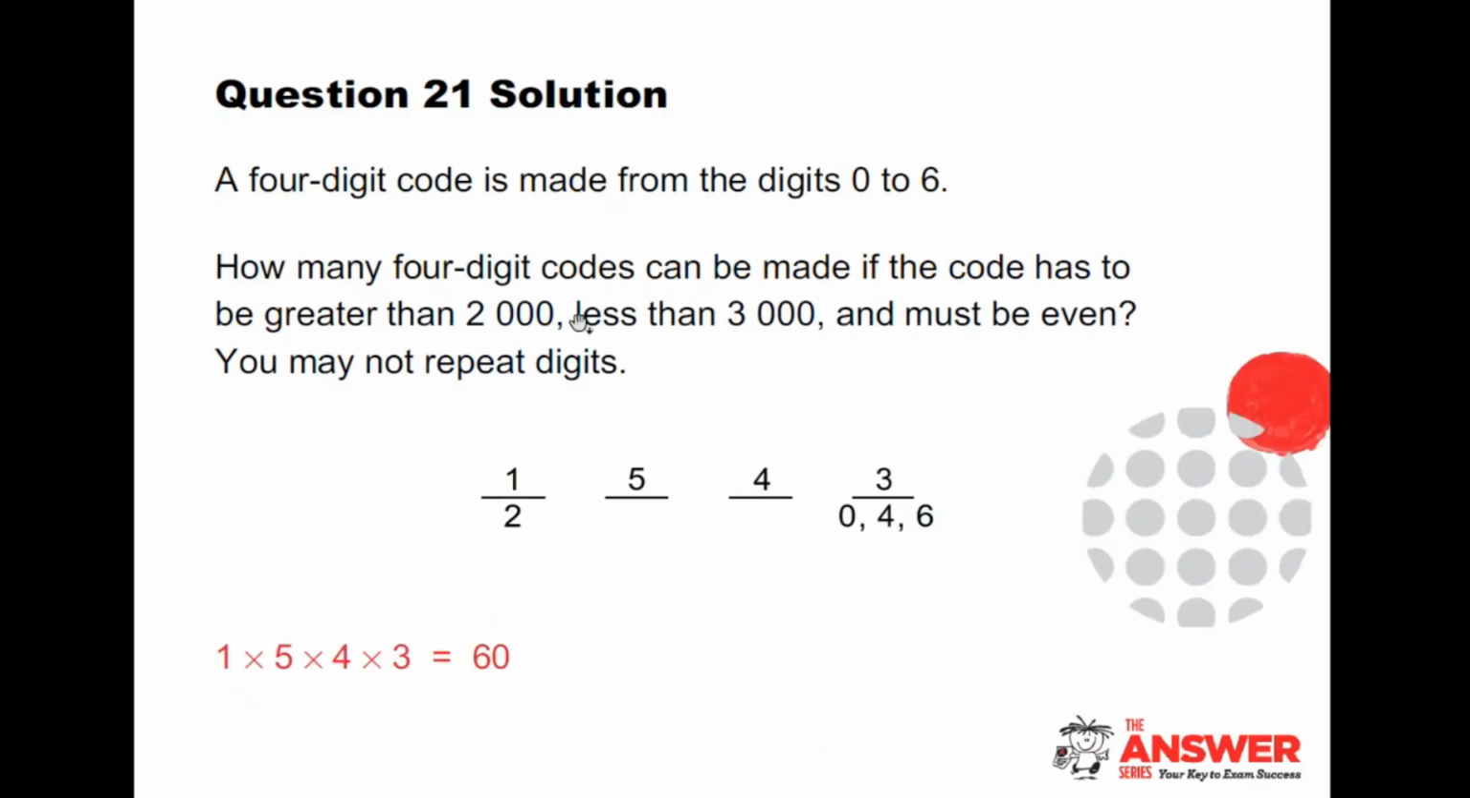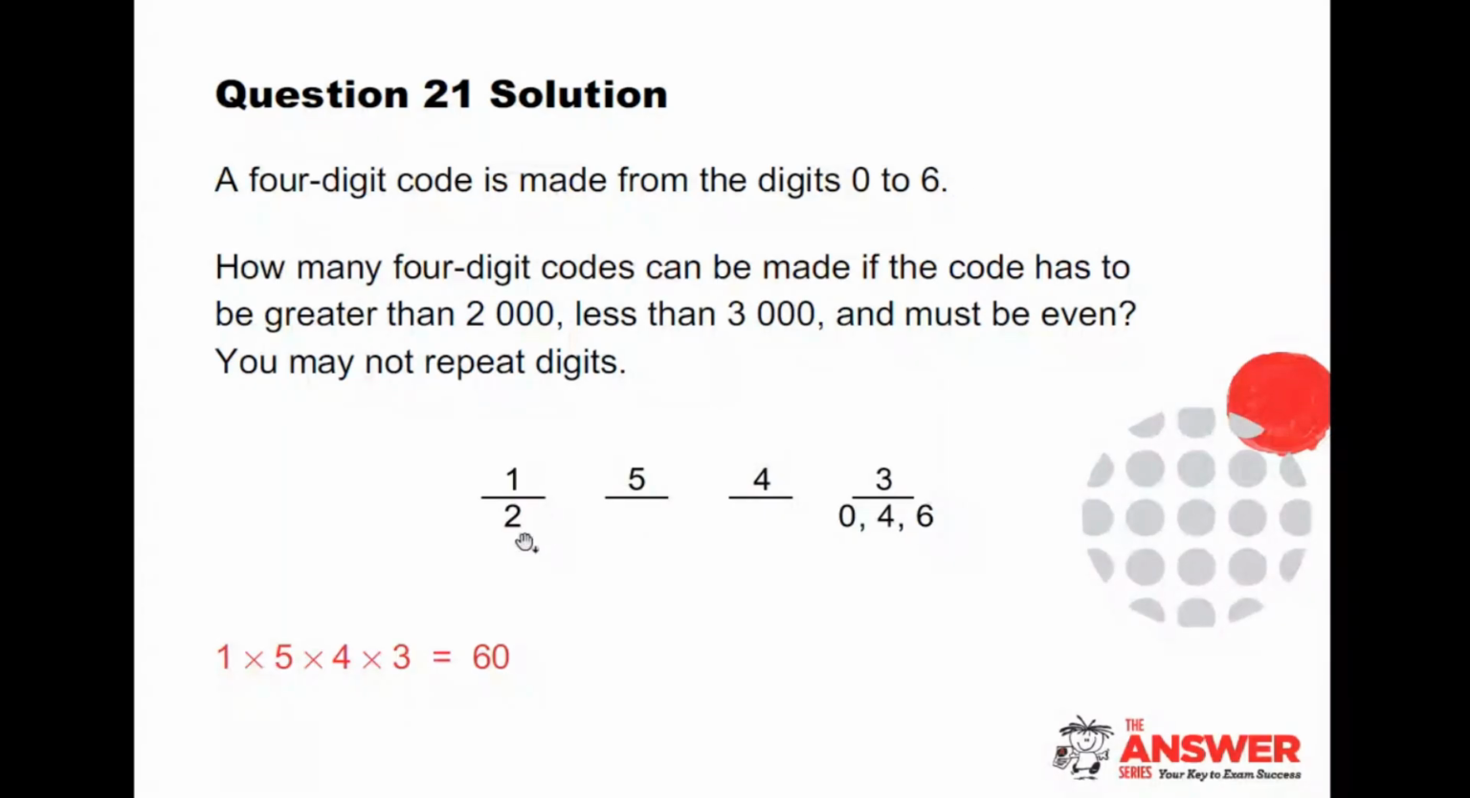Okay, let's have a look. 4-digit code, 4 slots. What does it have to begin with? Well, it's greater than 2,000, less than 3,000, so I cannot start with a 3. So it must start with a 2. So there's only one possible digit in the first slot. It must be even. So what are my even digits? 0, 2, 4, 6, 8. I can't use 8 because they said I had to use digits 0 to 6.